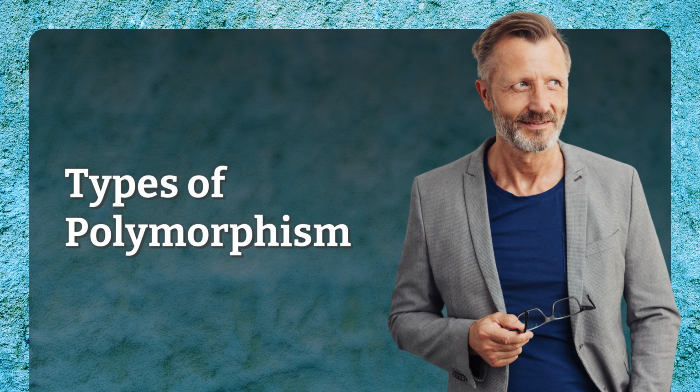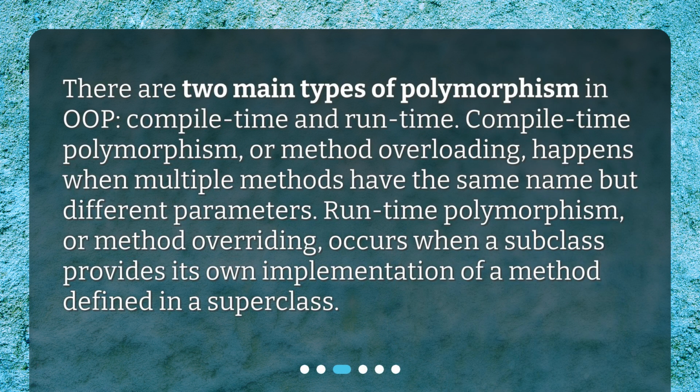Types of polymorphism. There are two main types of polymorphism in OOP: compile time and runtime. Compile time polymorphism, or method overloading, happens when multiple methods have the same name but different parameters. Runtime polymorphism, or method overriding, occurs when a subclass provides its own implementation of a method defined in a superclass.